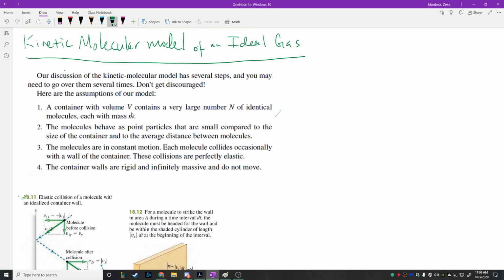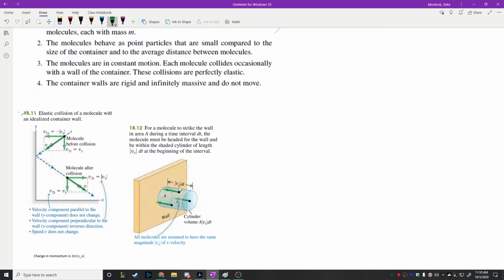Pretty similar to our assumptions about an ideal gas, and since we're talking about an ideal gas anyway, it should stand to reason that a lot of these assumptions would be similar. The new assumptions are that when the molecules collide, the collisions are perfectly elastic, and that the container walls can't move. There are no pistons that can slide or anything like that.